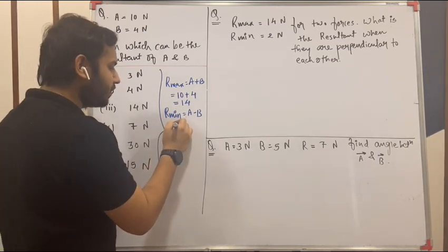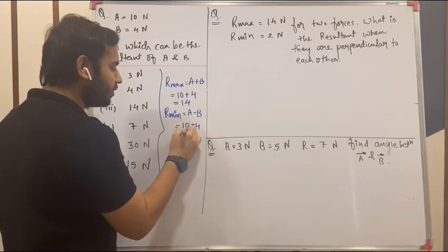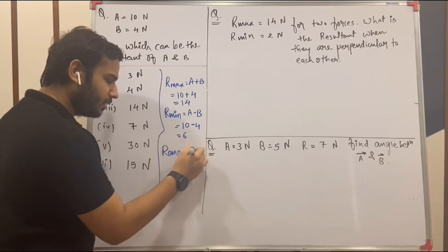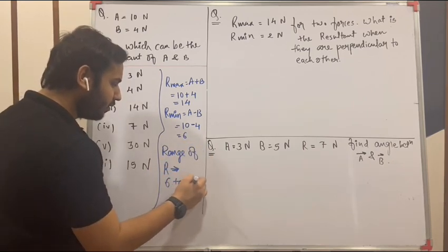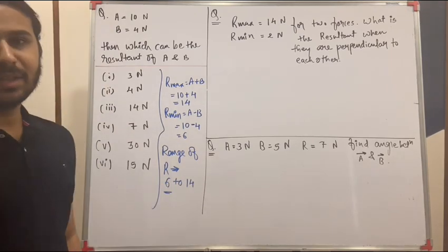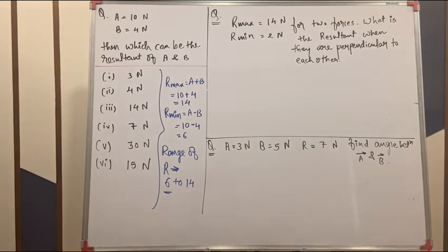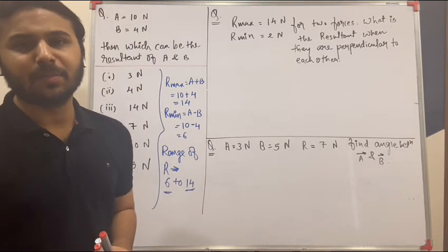And A minus B is 10 minus 4, 6. So you can say the range of R is 6 to 14. The minimum possible value is 6. The value which is lesser than 6 is not possible. The maximum possible value is 14. The value which is greater than 14 is not possible.